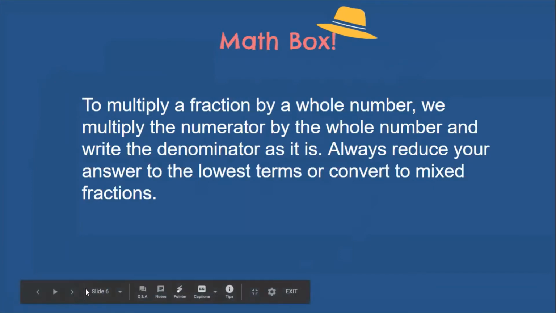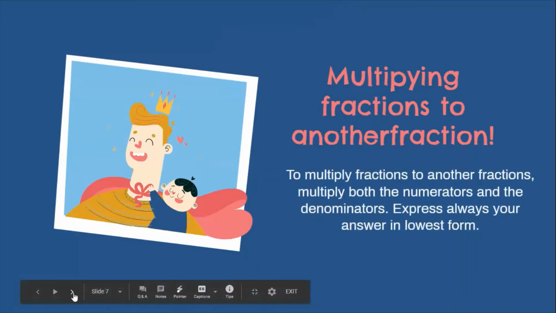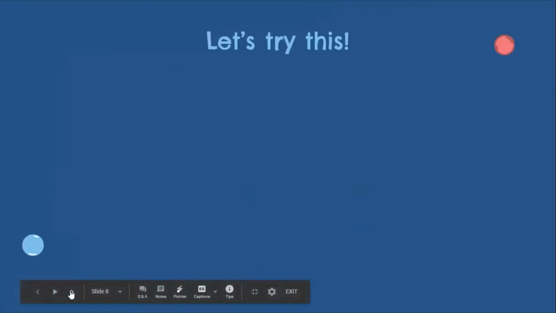To multiply a fraction by a whole number, we multiply the numerator by the whole number and write the denominator as it is. Always reduce your answer to the lowest terms and convert it to a mixed number. This time, let's proceed to multiplying a fraction by another fraction. To multiply fractions by other fractions, multiply both the numerators and the denominators, and always express your answer in the lowest form. Let us try this one.